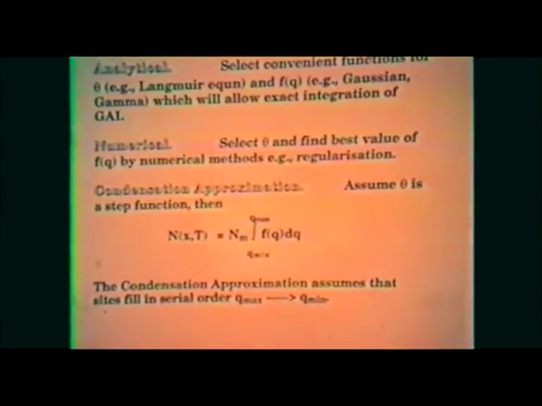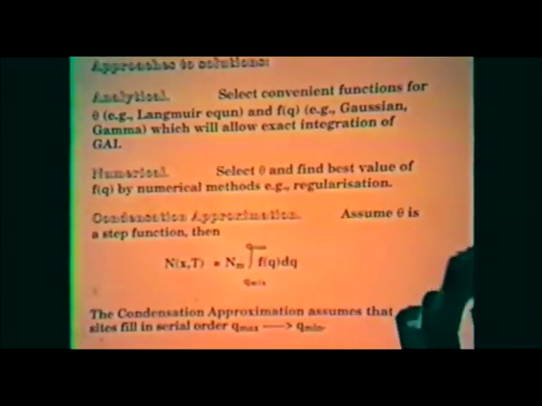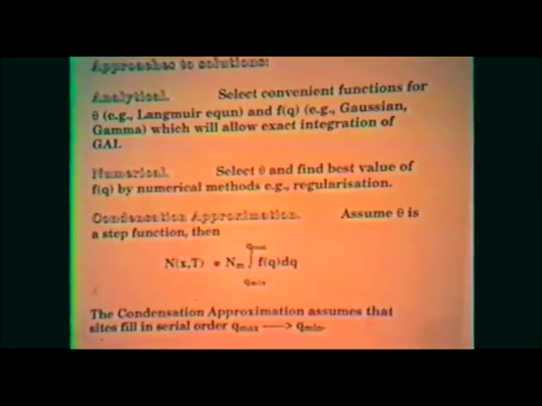And when you look in the literature, there are essentially three models, three approaches that have been used to the solution of the equation. First is the analytical form, where you select a local isotherm such as the Langmuir and an f of q like the Gaussian, possibly the gamma function, which together will allow an exact integration of the GAI to give you a form for the overall isotherm. And a lot of the early work was in that area.